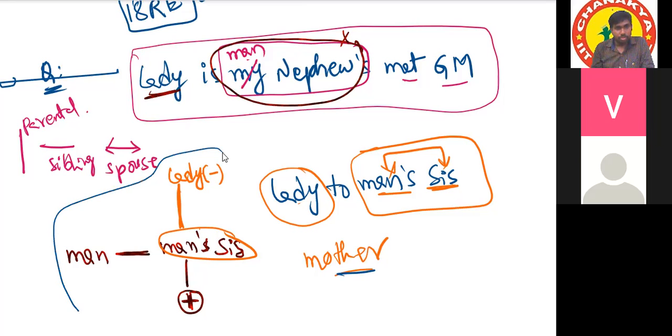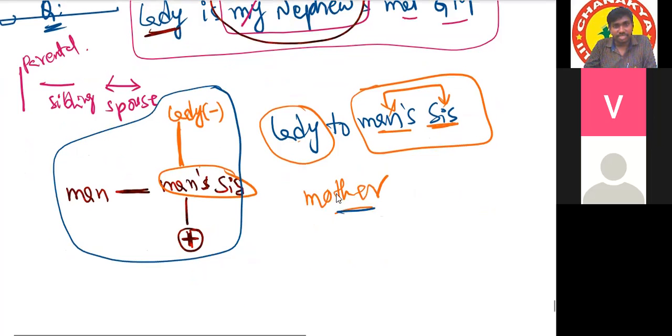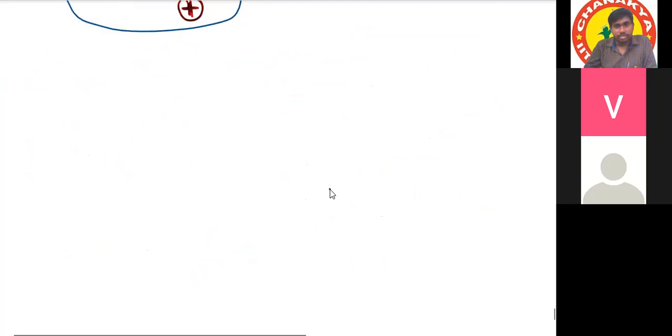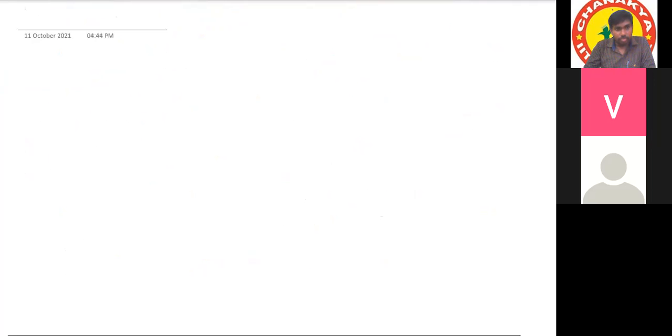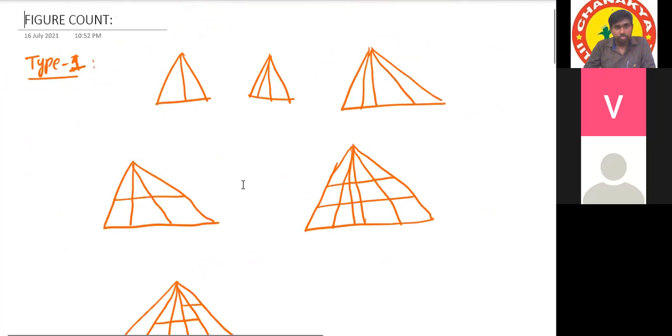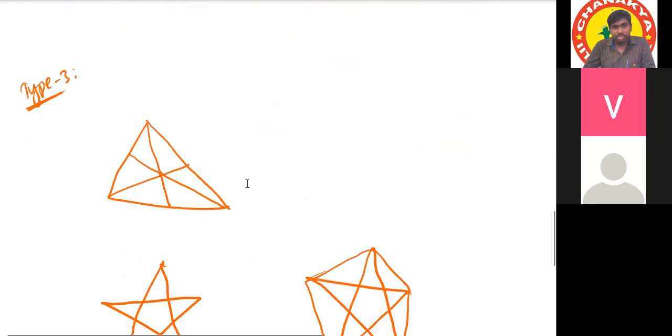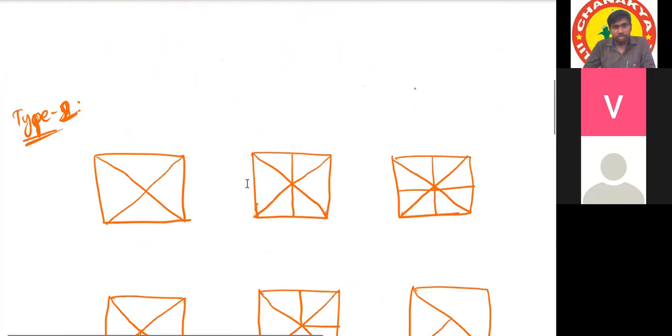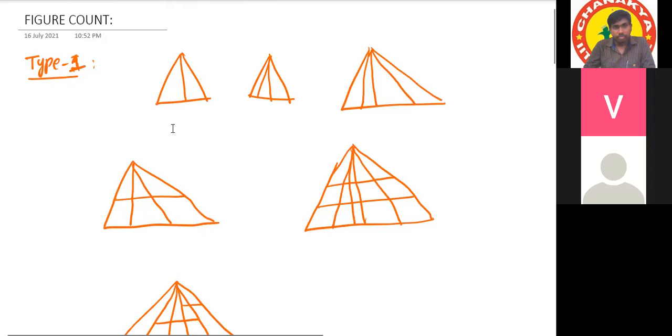Yes, sir. Jivika, tell. Sir, my doubt is about the multiple figures topic. Okay, we forgot that. Let us see those things first today, and how to count the number of triangles in the given figure. Yeah, let us do these things and later we'll go to that one. Counting of figures, number of triangles.